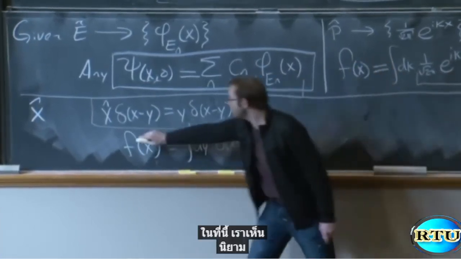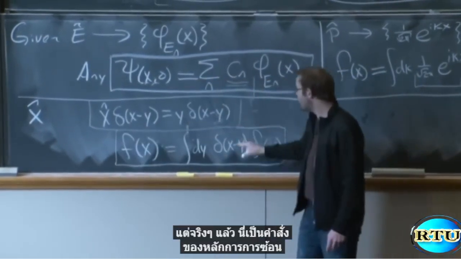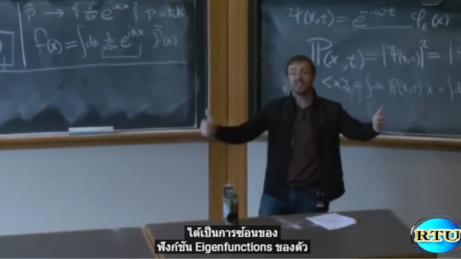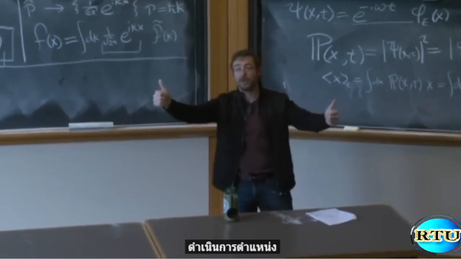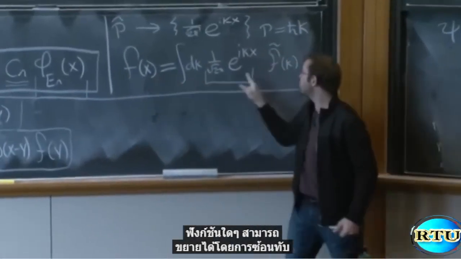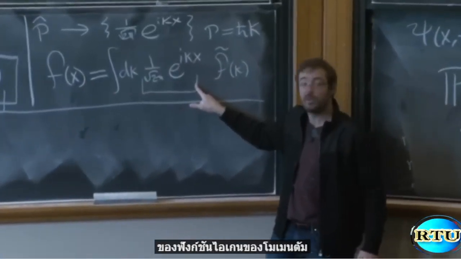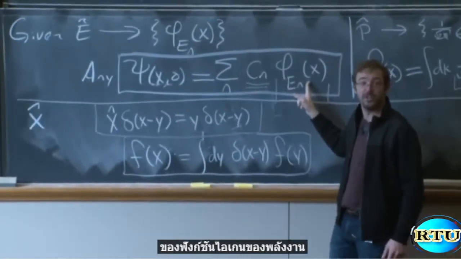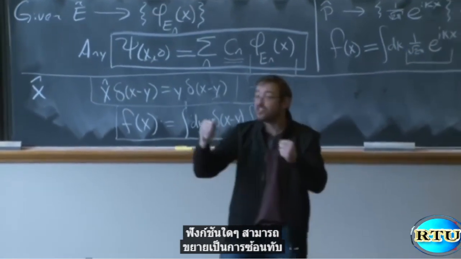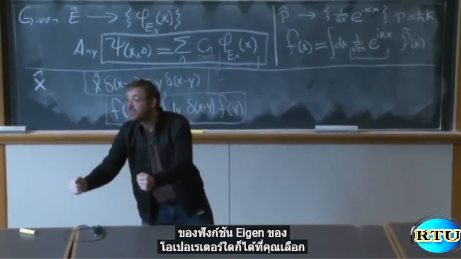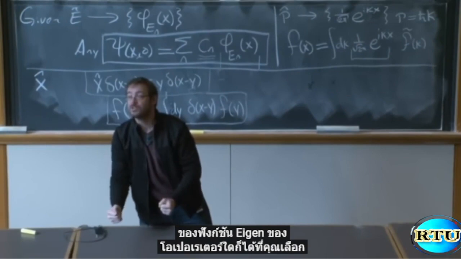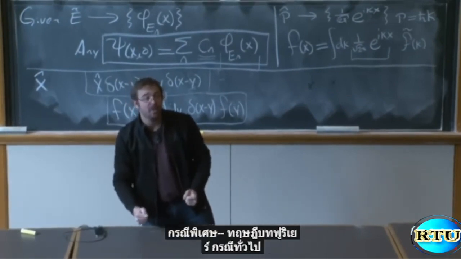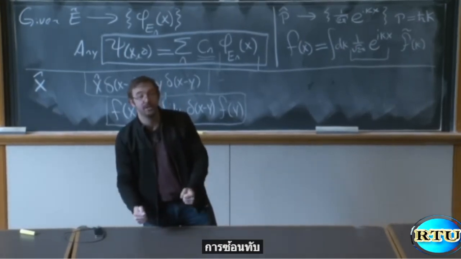So here we see, in some sense, the definition of the delta function. But really, this is a statement of the superposition principle: any function can be expanded as a superposition of eigenfunctions of the position operator. Any function can be expanded as a superposition of eigenfunctions of momentum. Any function can be expanded as a superposition of eigenfunctions of energy. Any function can be expanded as a superposition of eigenfunctions of any operator of your choice. The special case is the Fourier theorem. The general case is the superposition postulate.